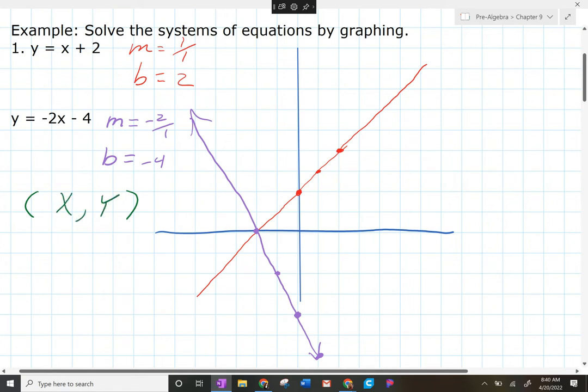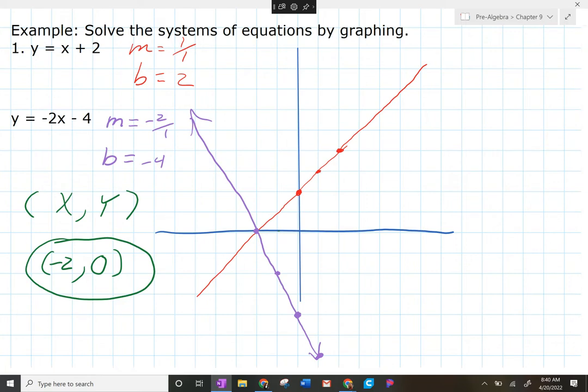The x value, then the y value. So I'm going to go back 1, 2. So my x value is going to be negative 2. And then my y value is how much it's going up or down. It's not going up or down at all. So my solution to this first one, by graphing, is negative 2, 0.